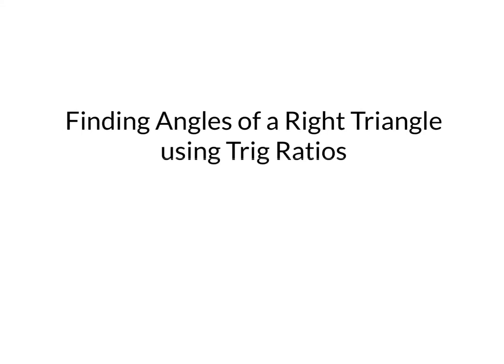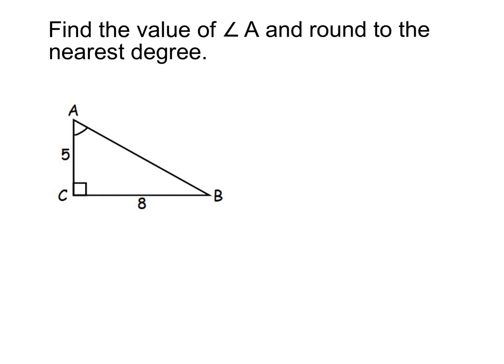Today we're going to find angles of a right triangle using trig ratios. Find the value of angle A and round the answer to the nearest degree. So that means in our final answer there will be no decimal, just a whole number. So let's look at the triangle.